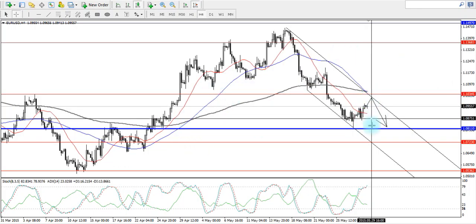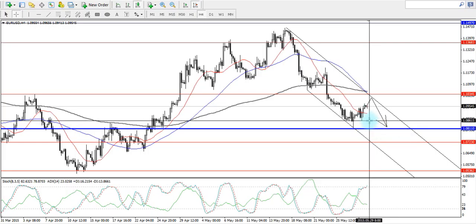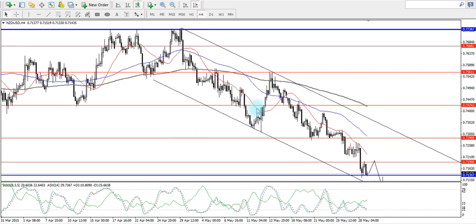So, of course, the take profit levels, first we're looking at, will be at the price of 1.0861, followed by the final exhaustion level, the price of 1.0811, and further a little bit down will be at the price of 1.0723. Alright, so next we have the New Zealand dollar against the US dollar.